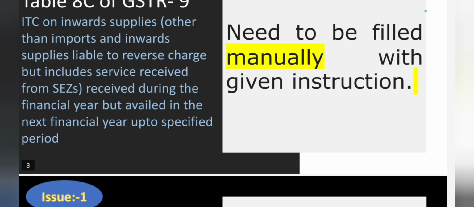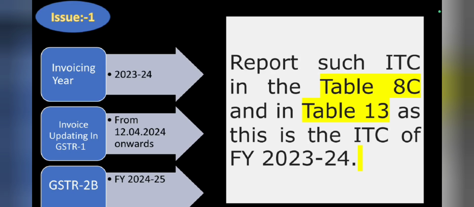So the first issue, issue number 1, is that our invoices pertain to financial year 23-24, but the supplier has reported this invoice in the GSTR 1 after the due date of March 24. The March return due date is 11th of April 2024 and they have updated in their GSTR 1 from 12 April 2024. So the GSTR 2B for the March month will be generated on the 14th of April, but these invoices were updated after the due date. So these invoices will not come in this GSTR 2B.